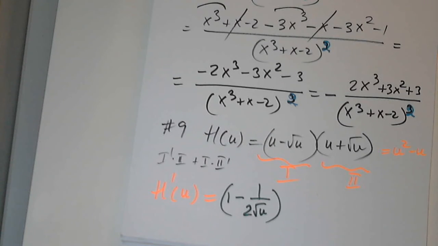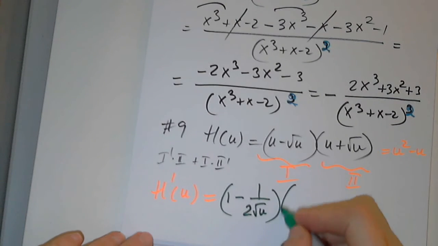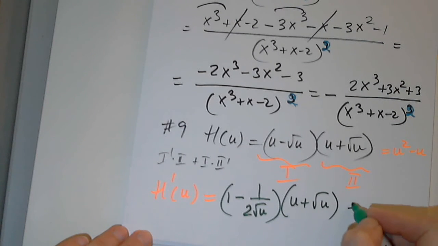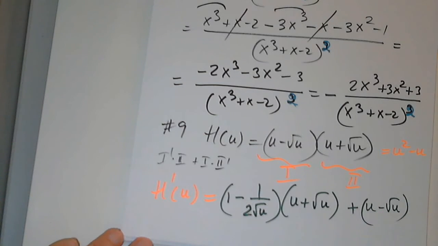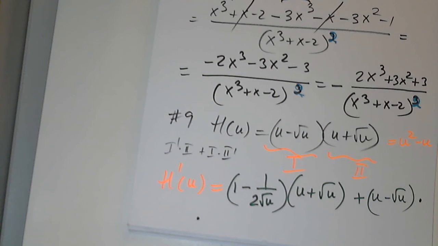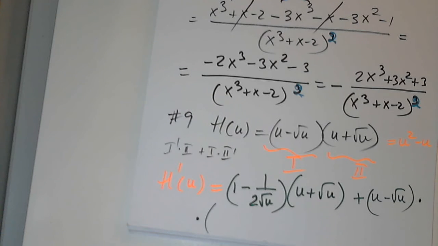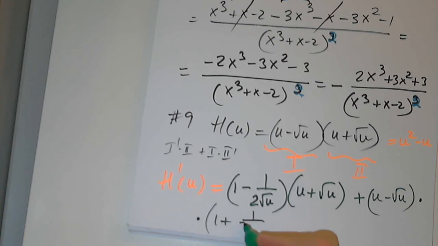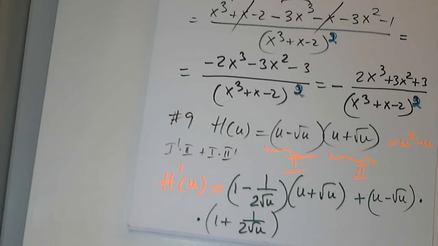Good. Now times the second function, not differentiated. U plus the square root of u plus. I copied the first function times the second function differentiated. What do I have? 1 plus 1 over 2 the square root of u. Excellent. A mess. Look at this.